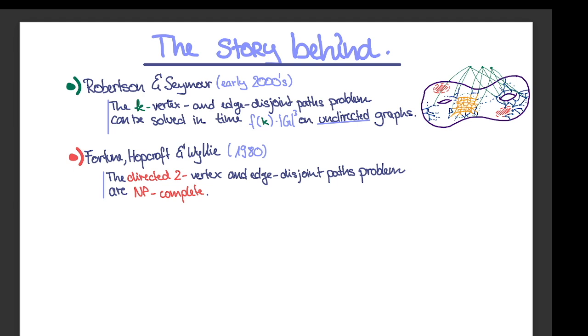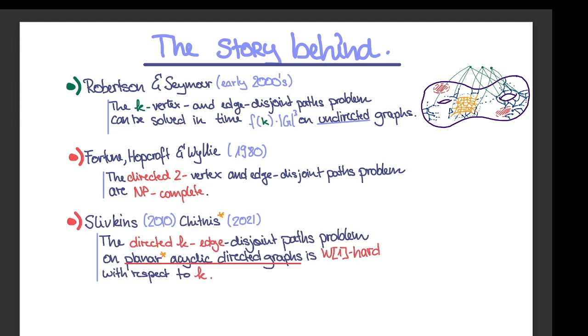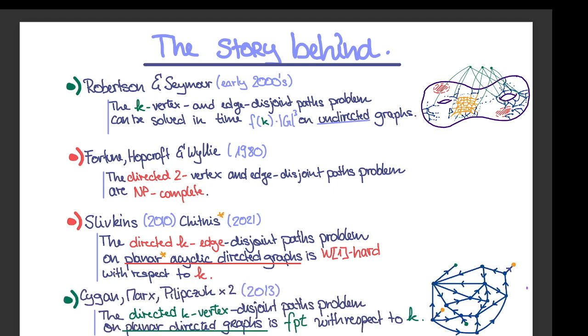Then people started to look at, well, what structure can help us with routing paths disjointly in a directed setting, and it turns out that even not admitting directed cycles, so being directed acyclic graphs, does not really help with routing. That is, it was proved that the directed K edge disjoint path problem is still hard even on planar acyclic directed graphs. Well, fortunately, there have been some positive results too. For the vertex disjoint path problem, planarity does help, and the directed K vertex disjoint path problem on planar directed graphs is actually fixed parameter tractable with respect to K. So this also shows a little bit the difference between the edge disjoint and the vertex disjoint path problems.